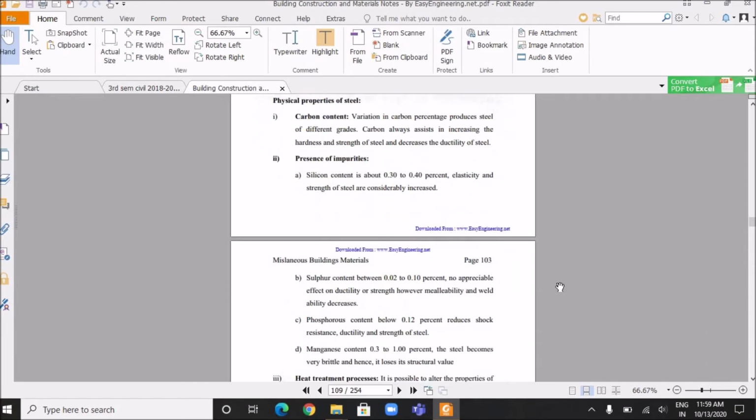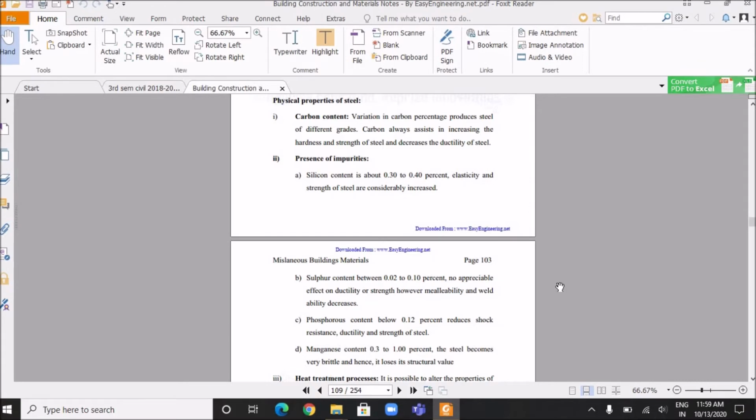Physical properties of steel. Carbon content. Variation in carbon percentage produces steel of different grades. Carbon always assists in increasing the hardness and strength of steel and decreases the ductility of steel. Presence of impurities. Silicon content is about 0.3 to 0.4%. Elasticity and strength of steel are considerably increased.